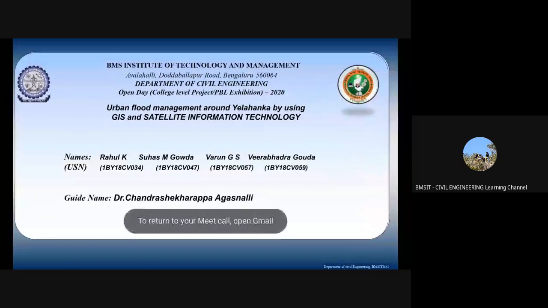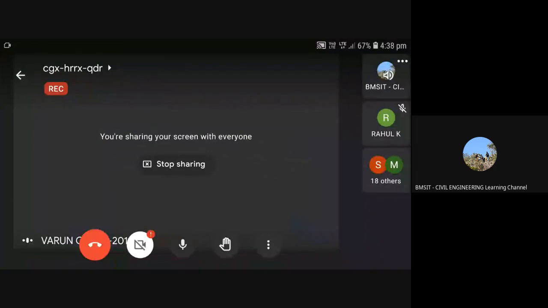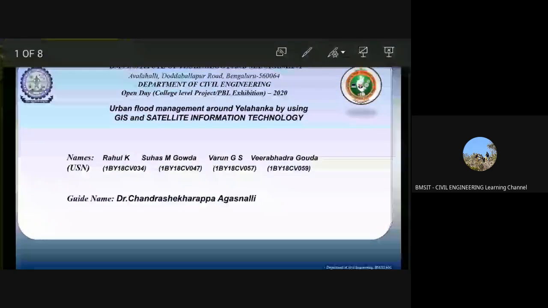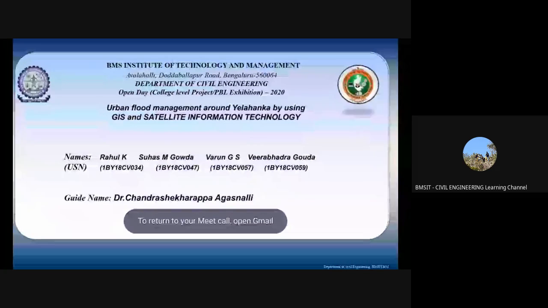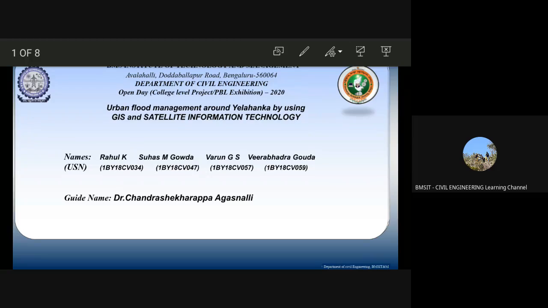Good evening, everyone. My name is Varun, and today I'm here to talk about urban flood management around Elanka city using satellite imagery and GIS technology. Sir, am I audible to you? Yes, you're audible. So my teammates are Rahul K, Suhas M Gowda, myself, and Veerabhadra Gowda. Our guide is Chandrasekhar Prabha, sir. So my friend Rahul will give the introduction about this project.